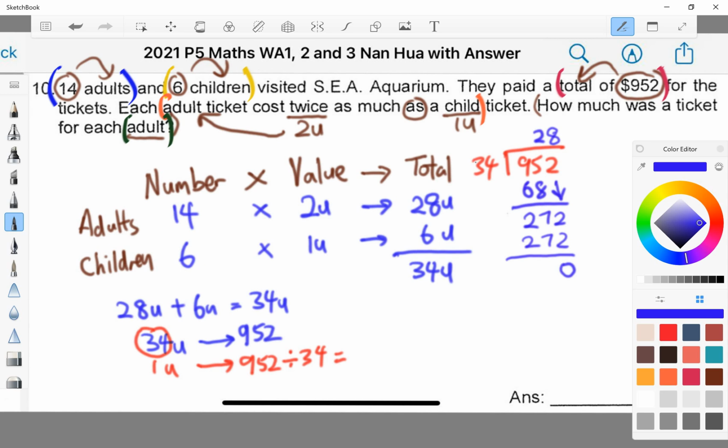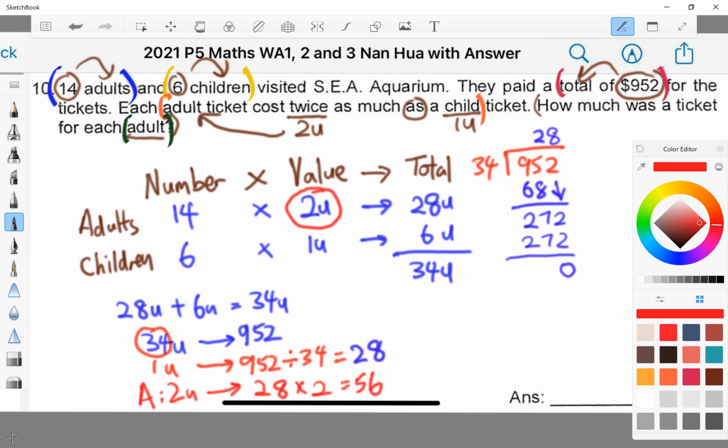And we are done. So, boys and girls, have we found the final answer? The answer is actually no. Okay, it's actually no. We only found the value of 1 unit. We have not actually found the answer yet. So back to the question. They're asking us for how much was the ticket for each adult. So each adult, which I'm circling right now, is actually 2 units. So if 1 unit costs us 28, 2 units will be 28 times 2, and our answer will be 56.